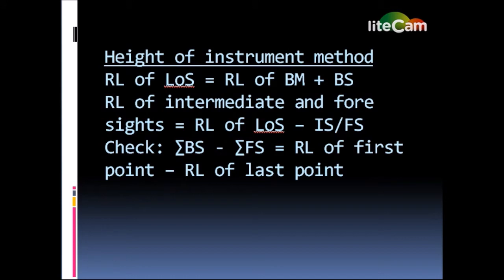Leveling can be done in two methods, that are height of instrument method and rise and fall method. In the height of instrument method, these are the formulas, which you need not memorize because if you know the terms you can easily understand these formulas. The main idea here is finding the height of instrument and subtracting the subsequent intermediate sight readings from that height of instrument, or from that line of collimation.